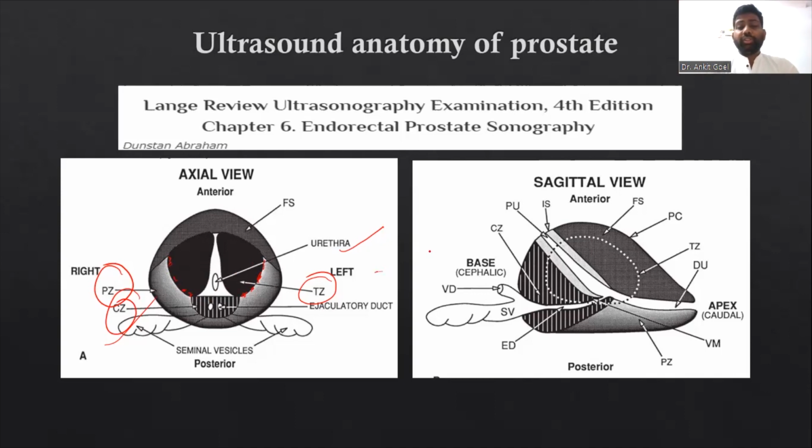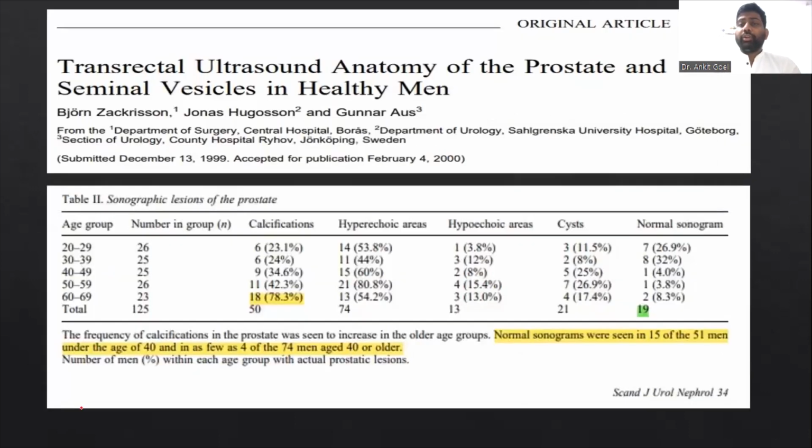Similar representation in the sagittal view, which is more important for us to understand because it is the view in which we perform the prostate biopsy. So this is a similar representation of the sagittal view, where we have to understand that this is the peripheral zone, this is the central zone, and this is the transition zone. So this whole zonal anatomy has to be very clear whenever we talk about the ultrasound anatomy of the prostate. This is the ultrasound anatomy in normal people.